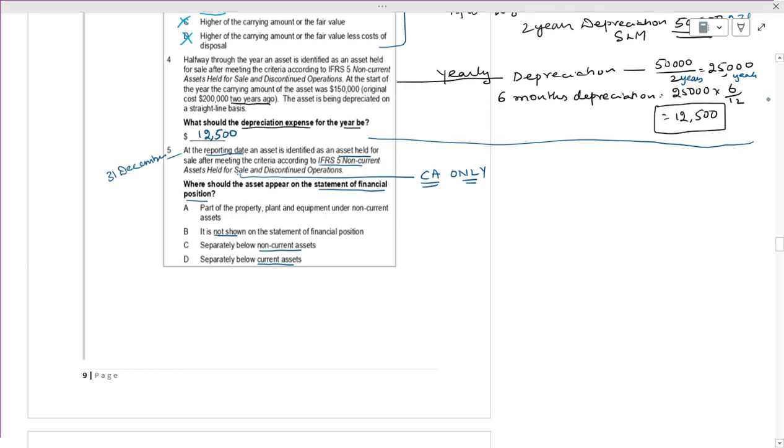Is that shown separately below current assets? Okay, we have to show it separately, below current assets. The answer is D.